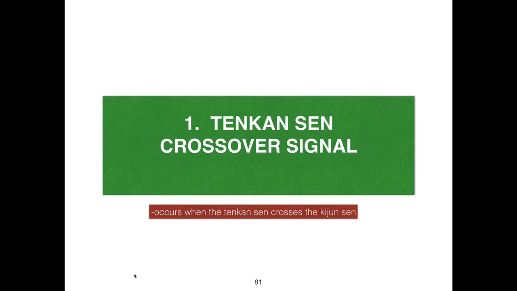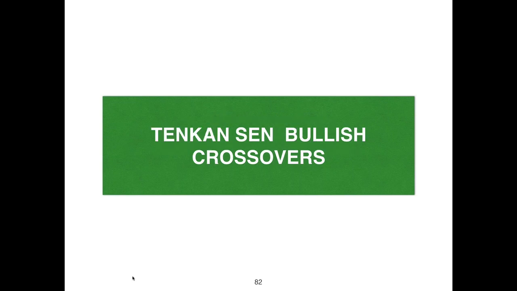So when used in a non-trending environment, for example, if the Kumo is flat and there's no trend or the price is inside the Kumo, then the signals may be confusing. So this is why we say that Ichimoku is best used in a trending environment. Here are some of the signals. The Tenkan-sen crossover signal occurs when the Tenkan-sen crosses the Kijun-sen.